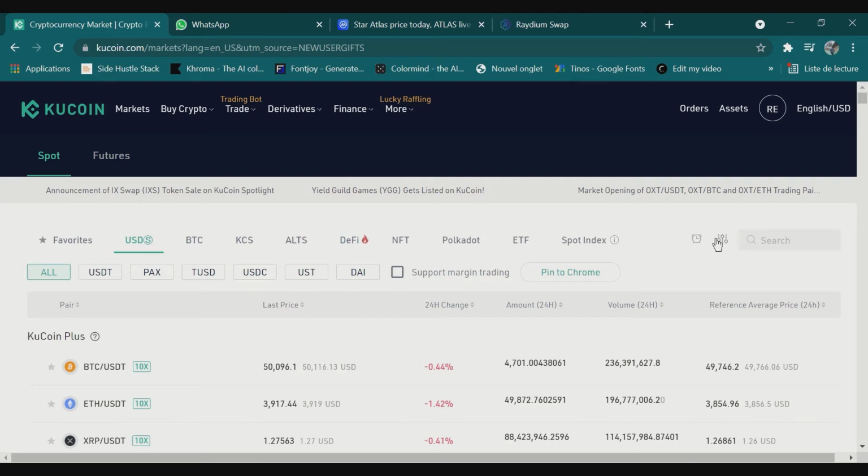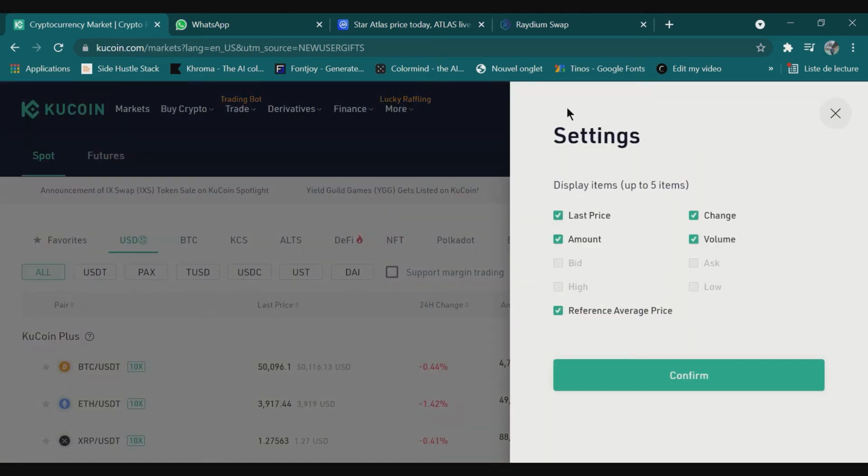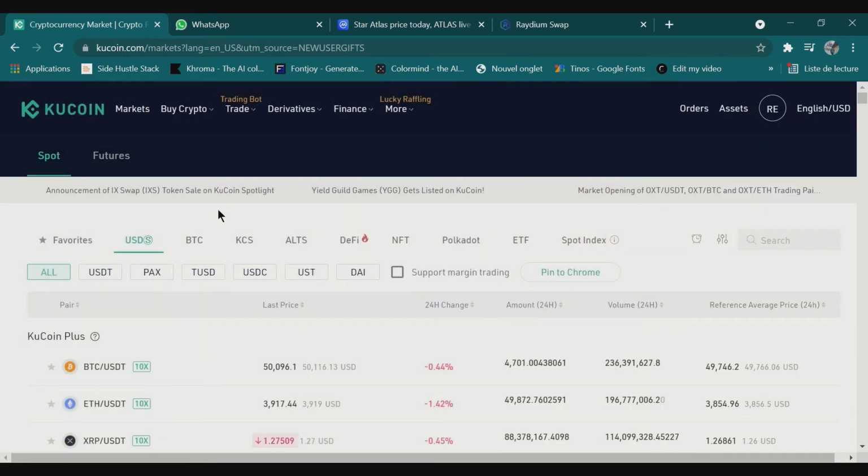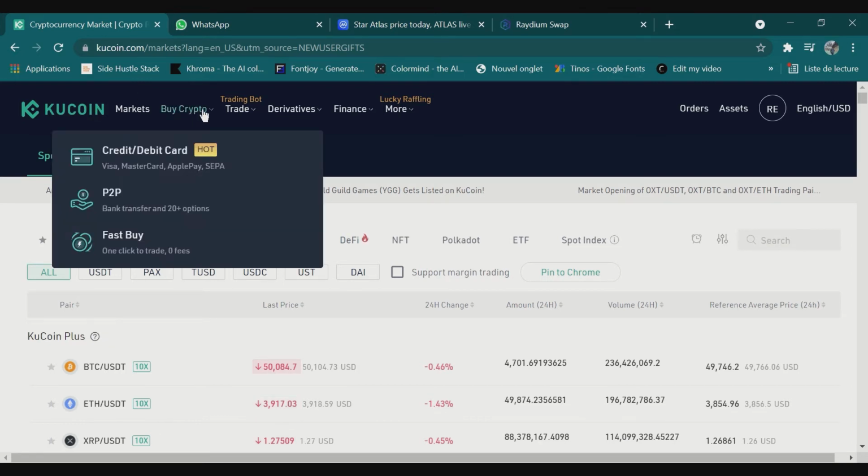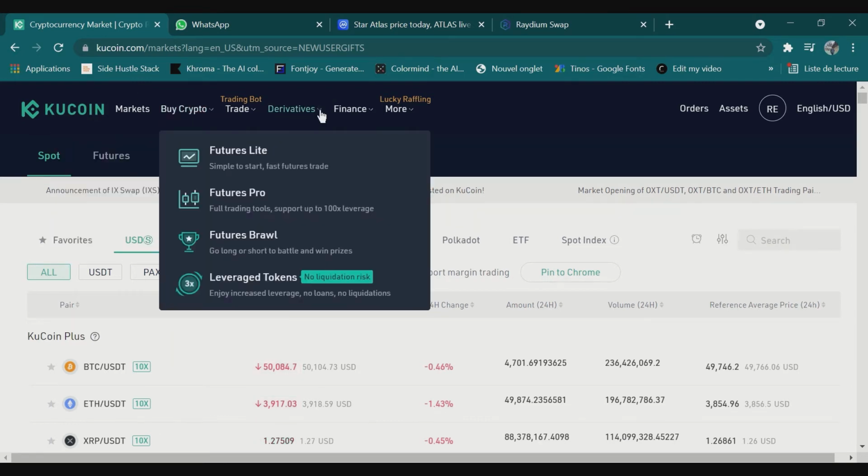If you want some more details, you can also go and select settings so that you can do whatever works the best for you in terms of filters and more precise information.